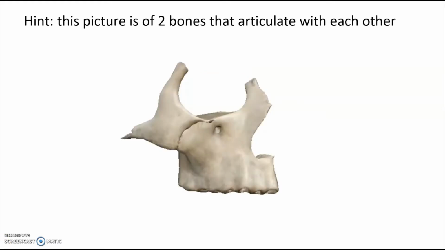Now the next bones we're going to come across are these two. If we look at the hint, this is a picture of two bones that articulate with each other. So we have this as one bone and this as another. I'll give you a second to try to guess this bone. Alright, so this bone right here is going to be called the zygomatic bone. And how do we know that? Because if you look right here, this process is going to be articulating with the zygomatic process from the temporal bone. And that's how I like to remember that this is the zygomatic bone.